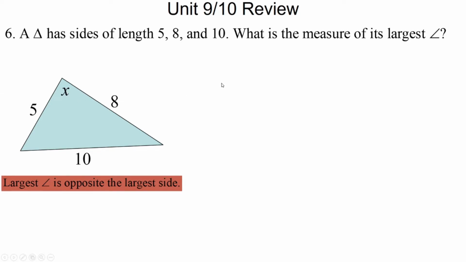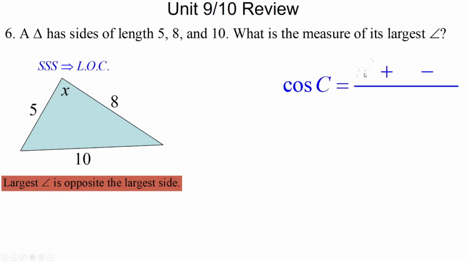Okay, now I have side, side, side, and I'm looking for an angle. Doesn't side, side, side imply law of cosines? Law of cosines right there. And we're looking for an angle here, so let's go the cosine of, and let's go general right here. So cosine of C equals a squared plus b squared minus c squared over 2ab.